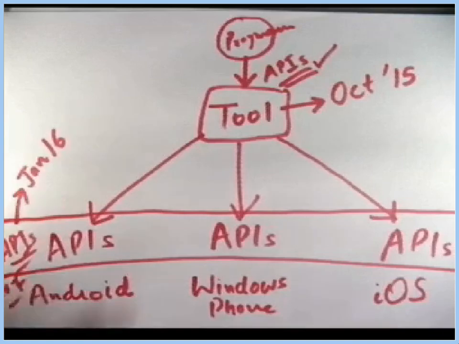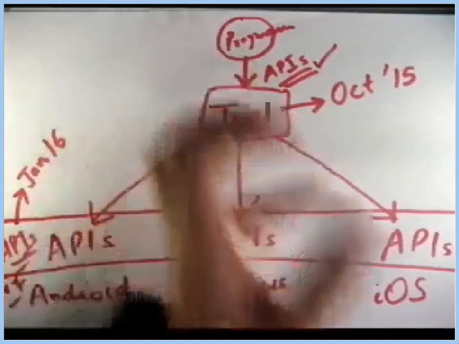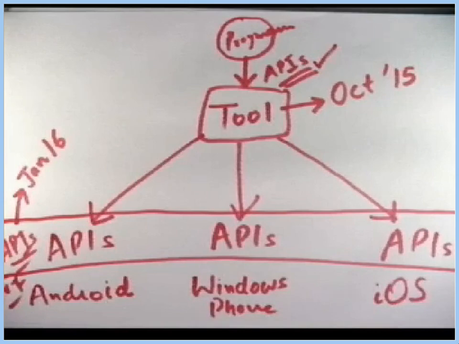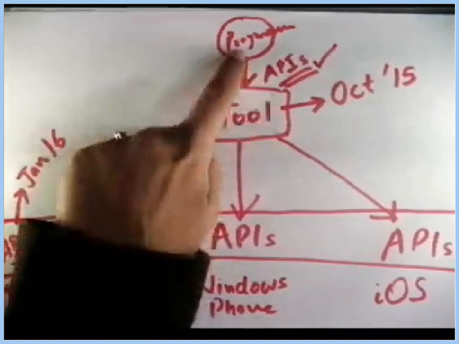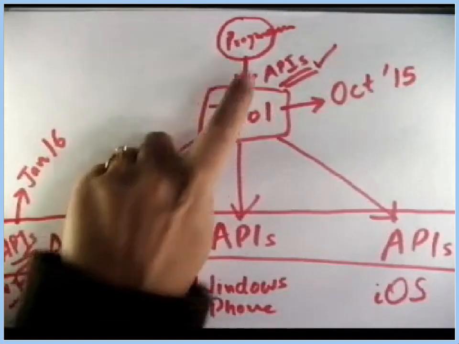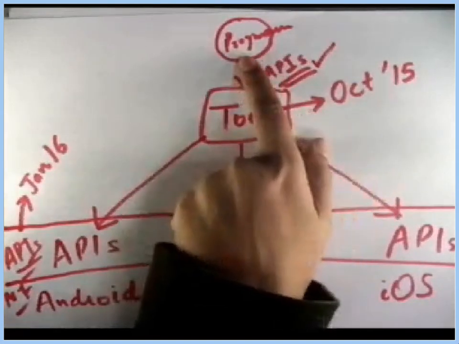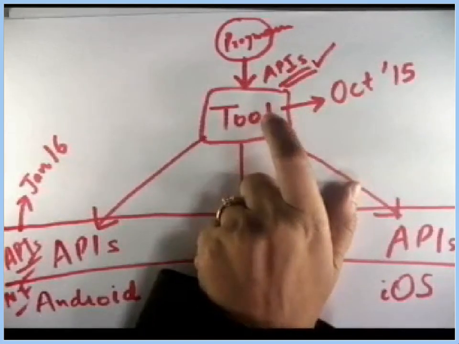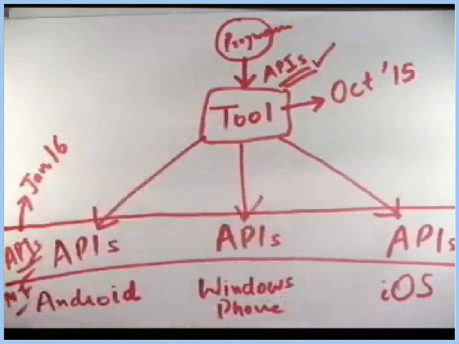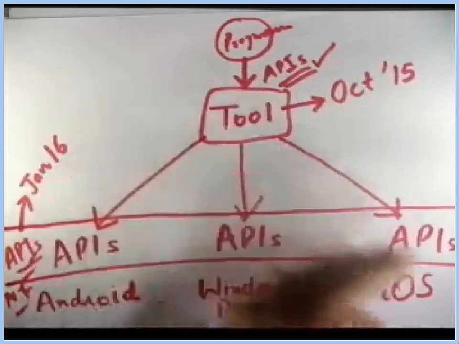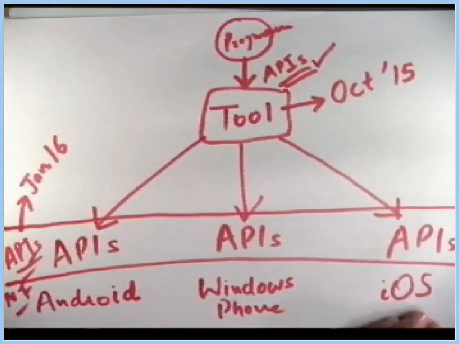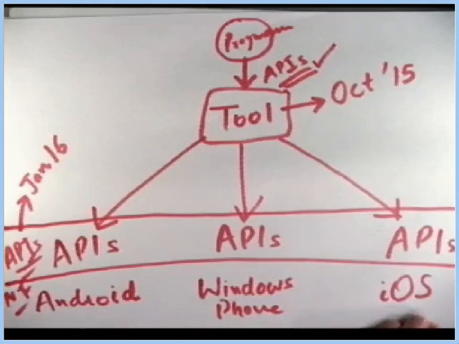I need a tool which will give me another set of APIs, a common set of APIs, which I can use to write my program. So I use these APIs which my tool provides to write my program, and then what does the tool do? The tool converts the calls to those APIs into 3 different versions. One is calls to Android API, one is calls to Windows API, and another is calls to iOS APIs. This part is clear, Maria?